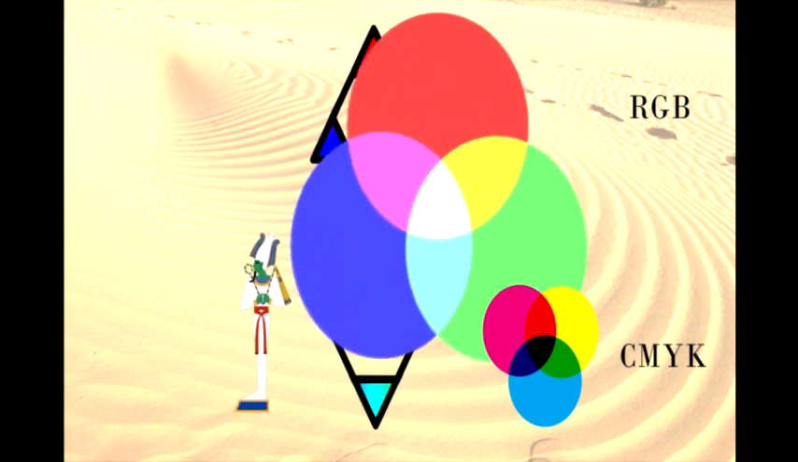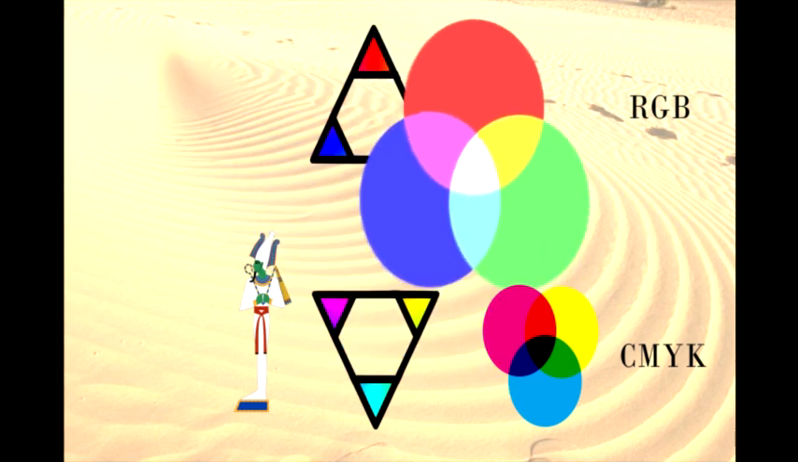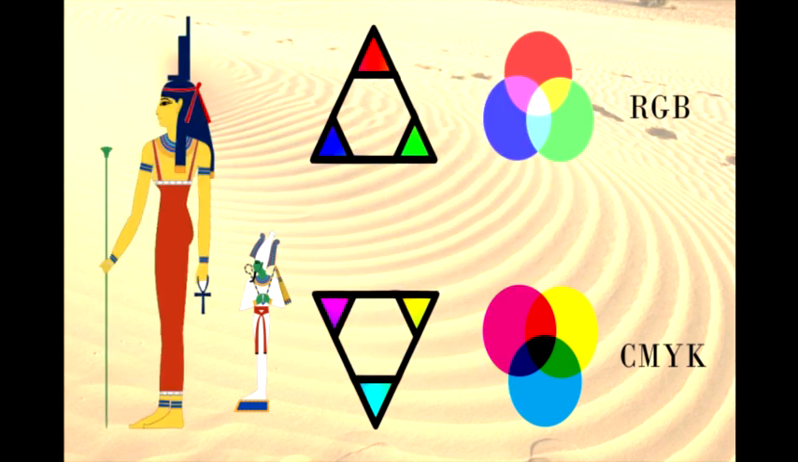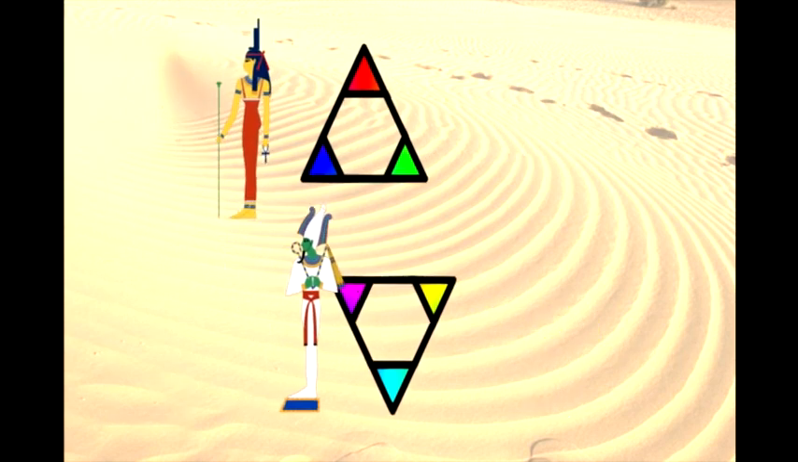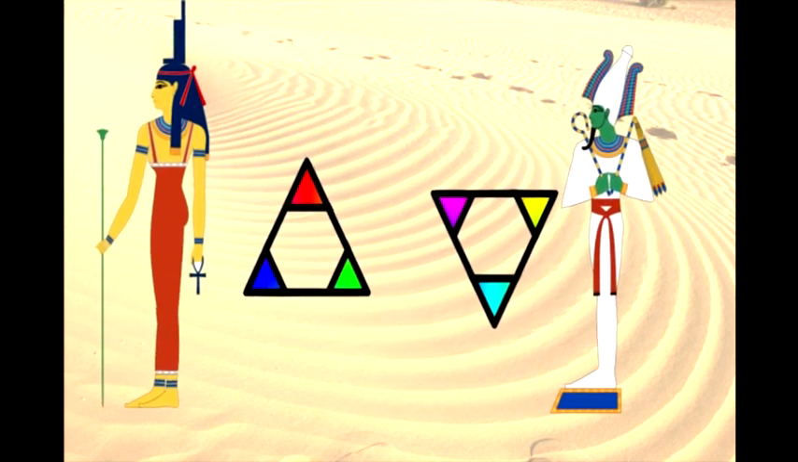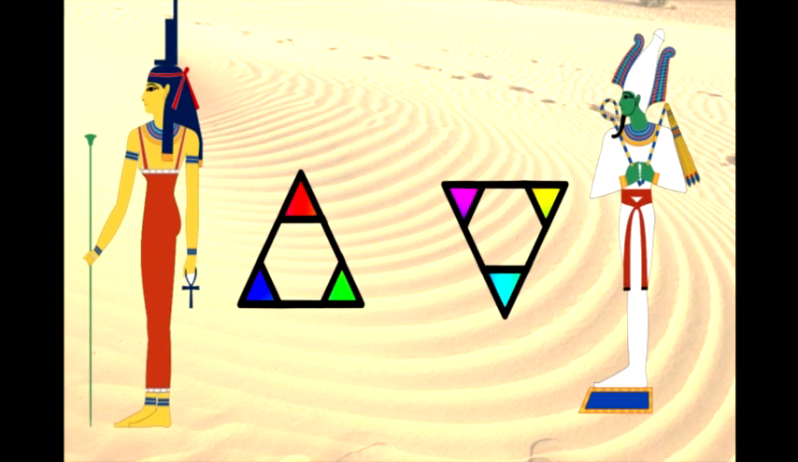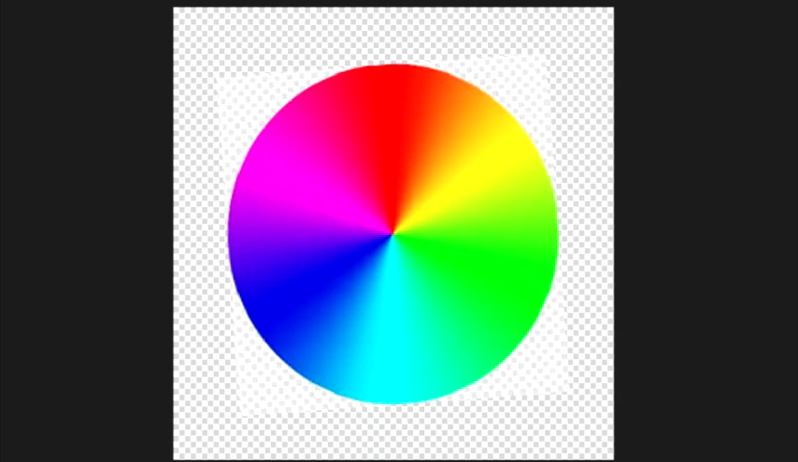Then take a look at the RGB triangle, and in the center you see the white triangle. That stands for Isis, Queen of the Daylight. Now we see that Osiris is the down pointing triangle and Isis the up pointing triangle. So that is the code of the parasitic system. But what about our system? Let's check it out.